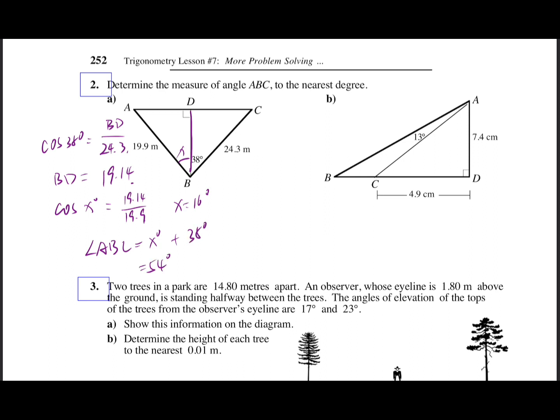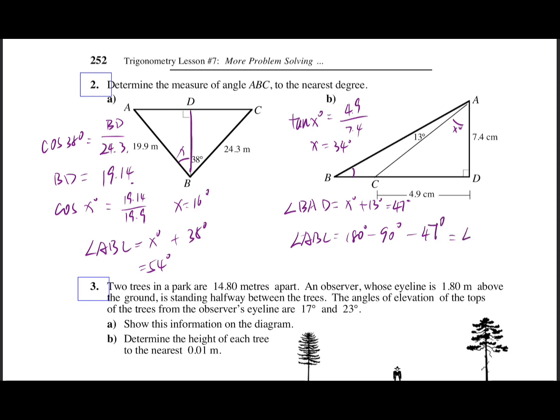And then for the next one, for B, we need to find the angle ABC, so we need to find the angle here. First, we can find the angle x here, because tangent x equals the opposite 4.9 divided by the adjacent 7.9, so x equals 34 degrees. And then we can find EAD is x plus 13, so it's 47 degrees. And then ABC equals 180 minus 90 degrees and minus 47 degrees equals 43 degrees.